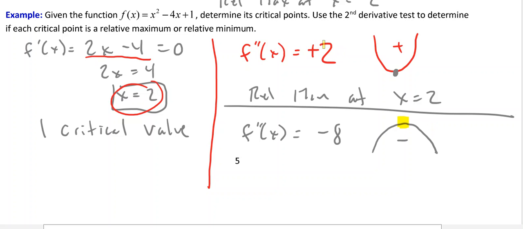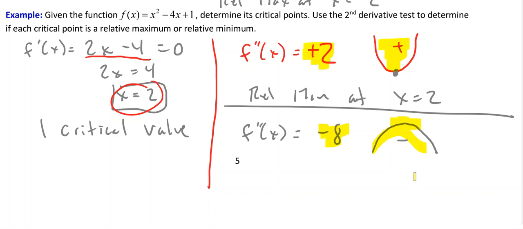Sometimes people get a little bit confused when you don't have a variable in your second derivative, but it's a constant. What you're concerned with is whether the constant is positive. If so, then we have a relative minimum. Is the constant negative? If so, we have a relative maximum. So that is the relationship between concavity and the second derivative and the second derivative test.